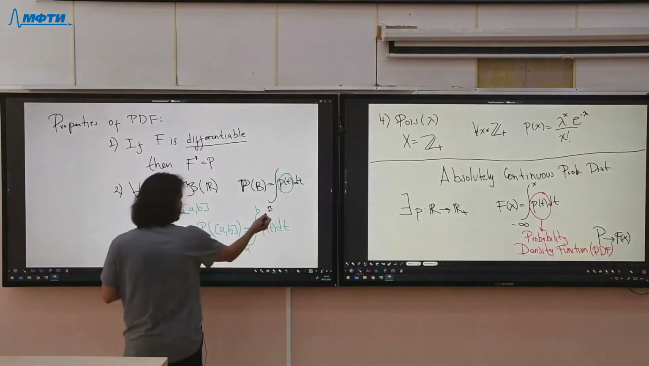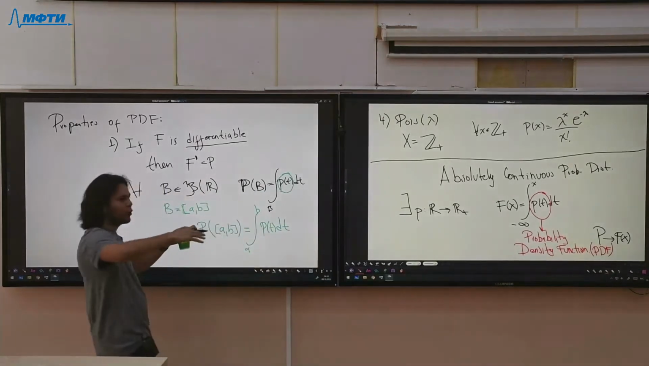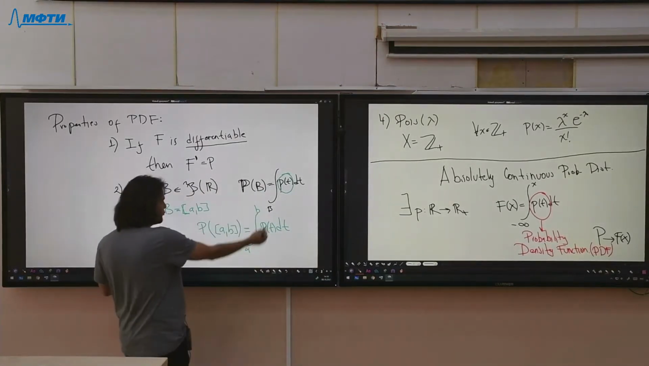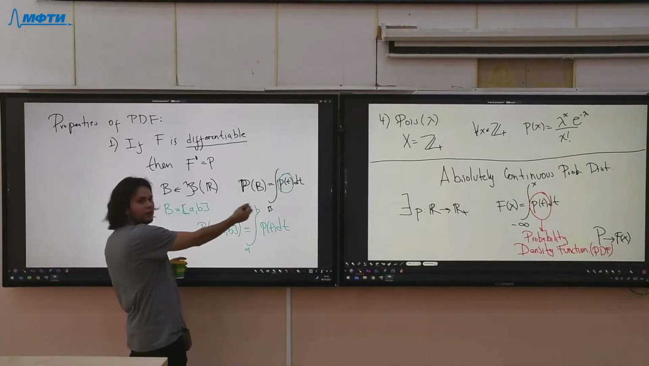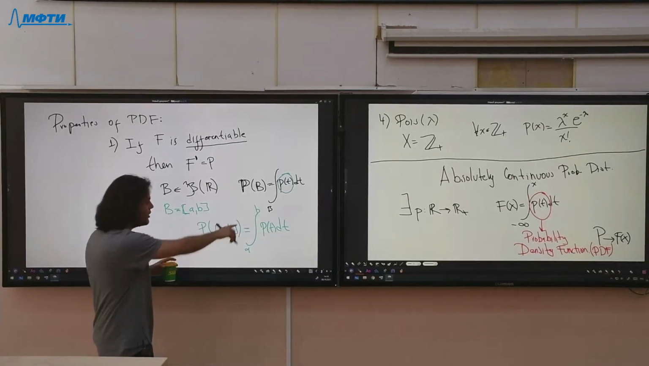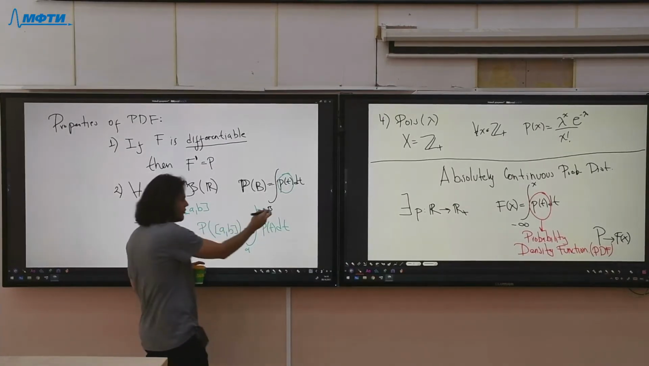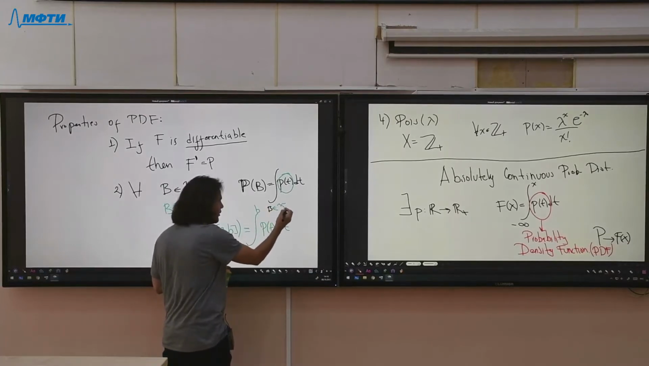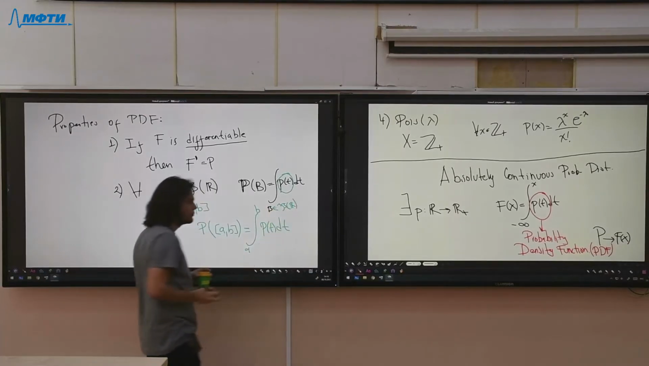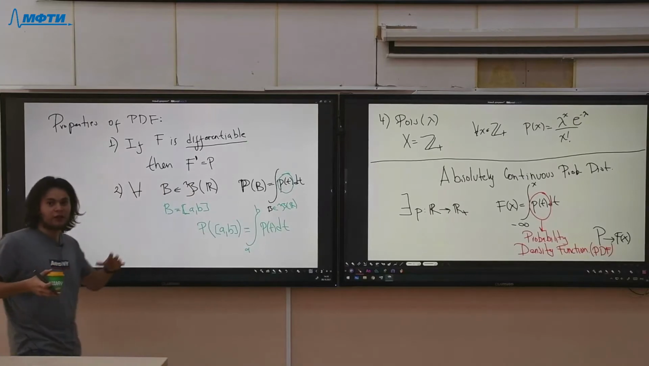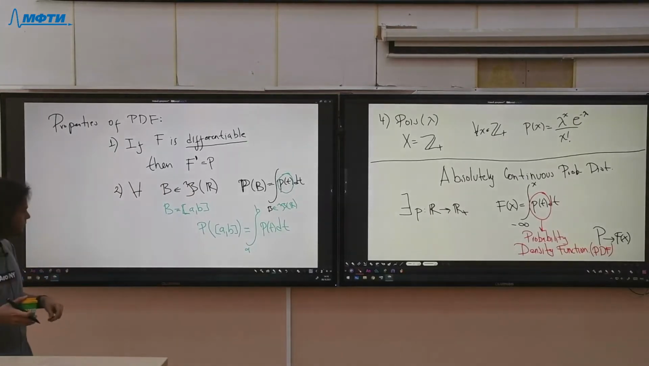This B? B means overall B. B in this case will be from a to b. B is not a number. B is a set, right? So B is a set from the Borel sigma algebra. So an open interval or a half space and so on. Good.